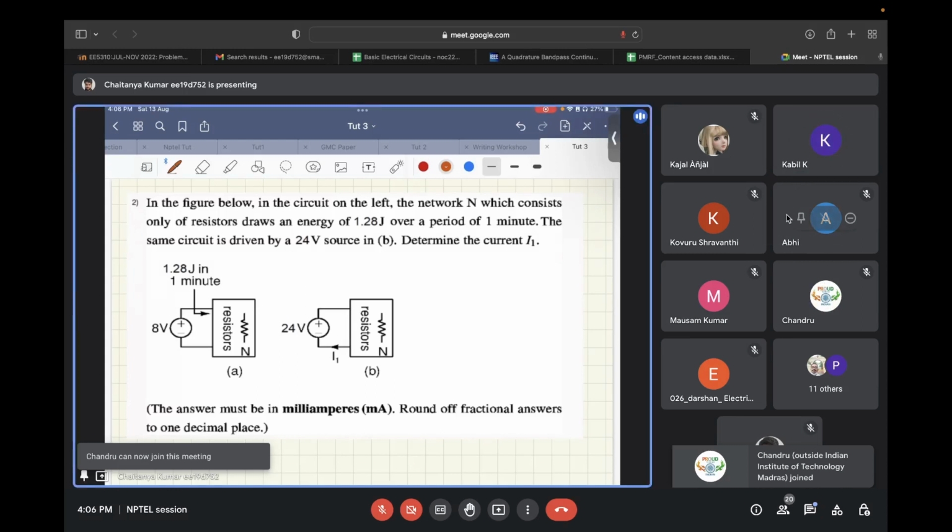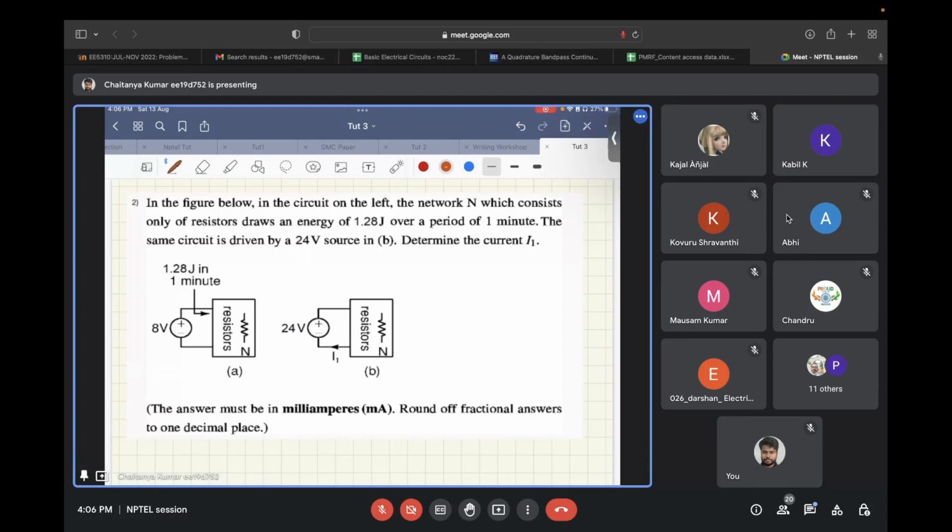Guys, please don't unmute yourself until and unless there is some doubt. Otherwise, other people will get disturbed.